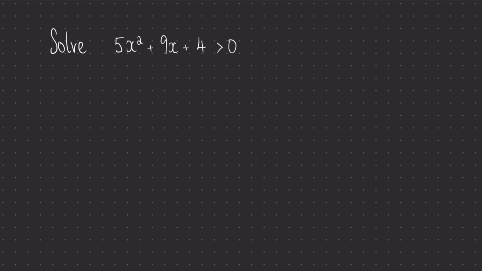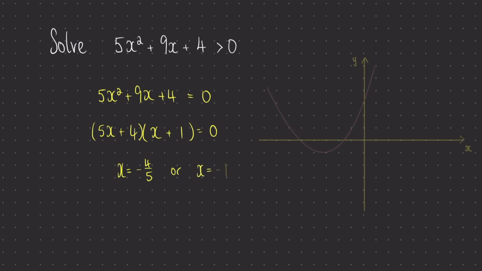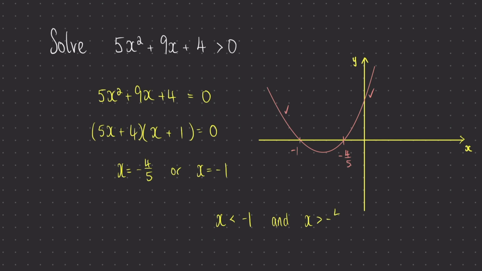So setting it equal to 0 and factorizing. We find x is minus 4 over 5, or x is minus 1. Drawing on the intersection points, we have minus 1 here, minus 4 over 5. Now going back to the original inequality, we want the sections that are above the x-axis, greater than 0. So it's this section and this section, representing with an inequality. We want the sections where x is less than minus 1, and the section where x is greater than minus 4 over 5.